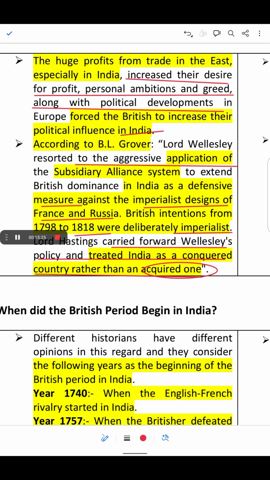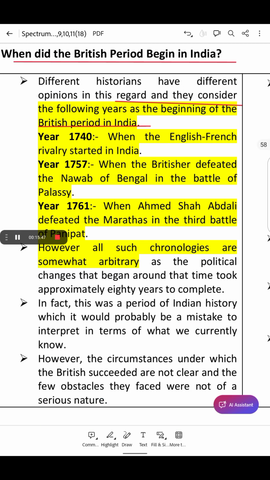When did the British period begin in India? Now next is, when did the British period begin in India? Different historians have different opinions in this regard. They consider the following years as the beginning of the British period in India. So understand that different historians have different opinions regarding when the British period began in India.